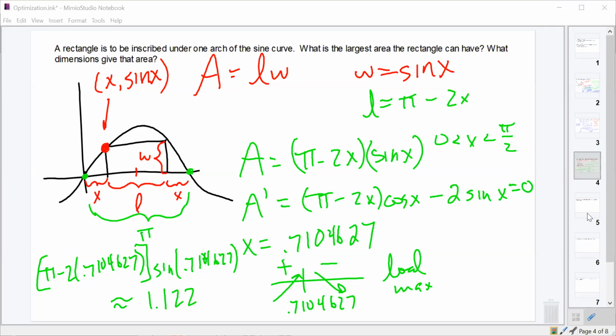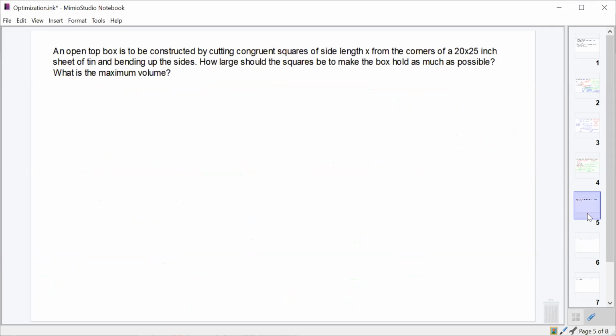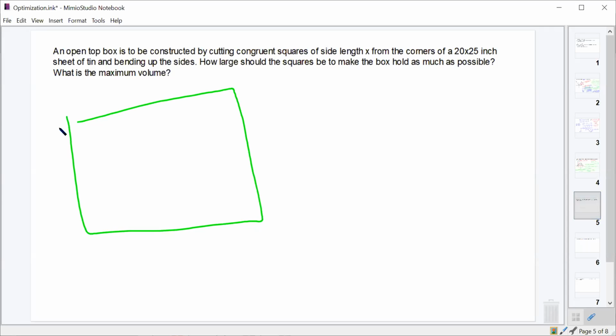All right. So we are going to construct an open-topped box. We're going to take a metal sheet and cut the corners off of it into congruent squares and fold them up so that we get an open-topped box. So we're starting with something like this that is 20 inches by 25 inches.